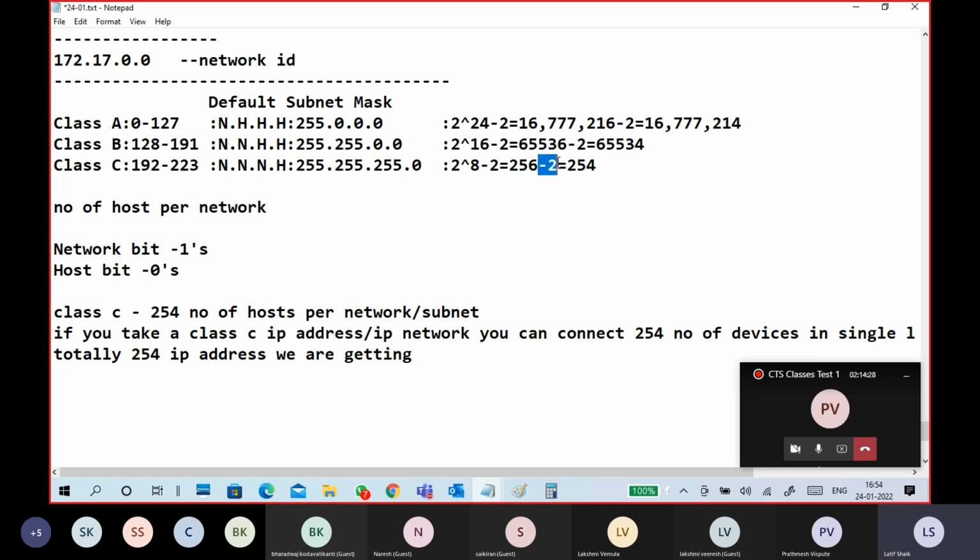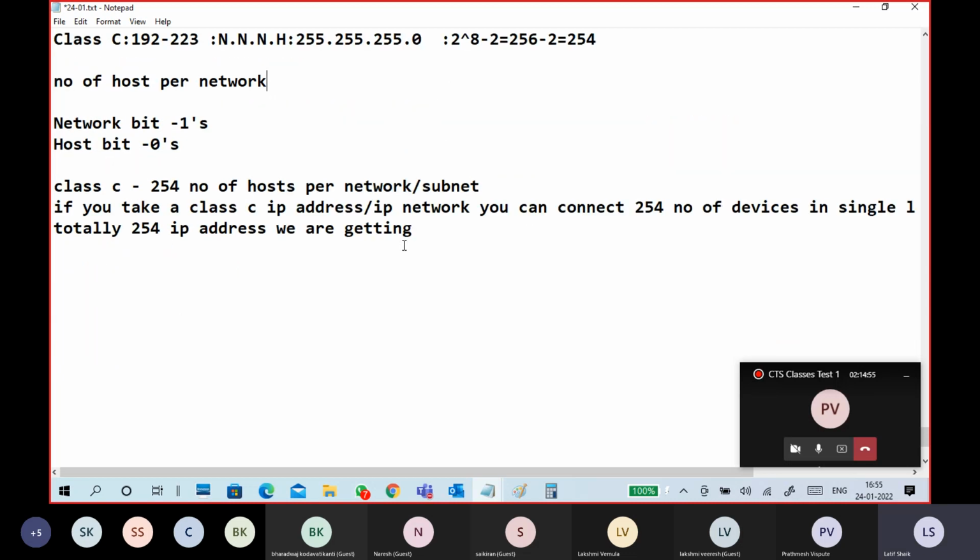Why are we doing minus 2? Because the network ID and broadcast ID we are not assigning to any device or any user, so we have to subtract them. This is the total IP addresses, and this is the number of hosts per network. So you can connect about 16 million devices, 1 crore 67 lakh.